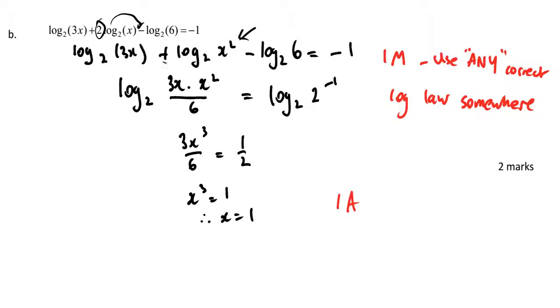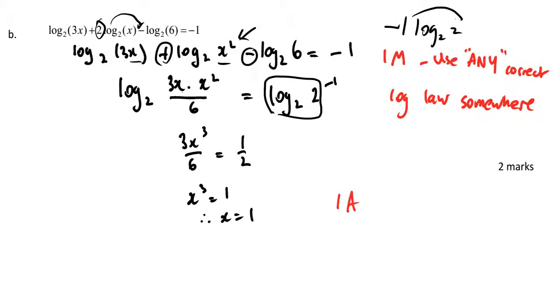Now, when we see that there's a plus sign there, we know that we can multiply the 3x and the x squared together. That's what's happened here. When we see this minus sign here, we understand that now we can do divided by 6. And over here, remember we've used the idea that log 2 is equal to 1. So we know that that would have been negative 1 times log 2. We've just brought the minus 1 in here and made that 2 to the minus 1.